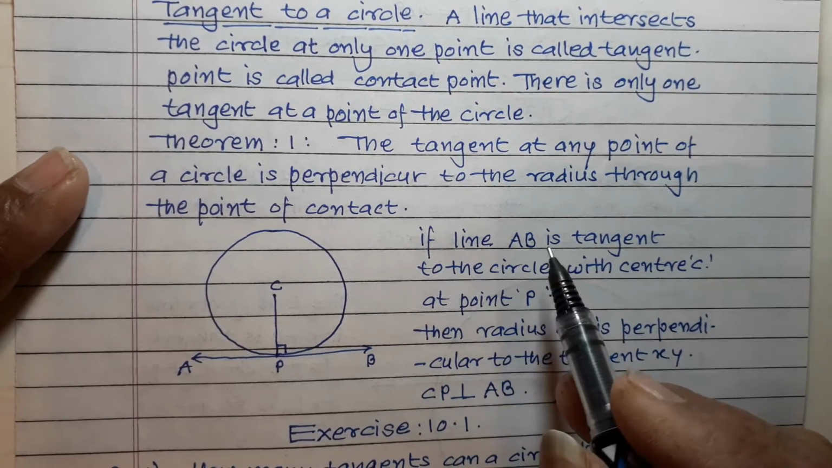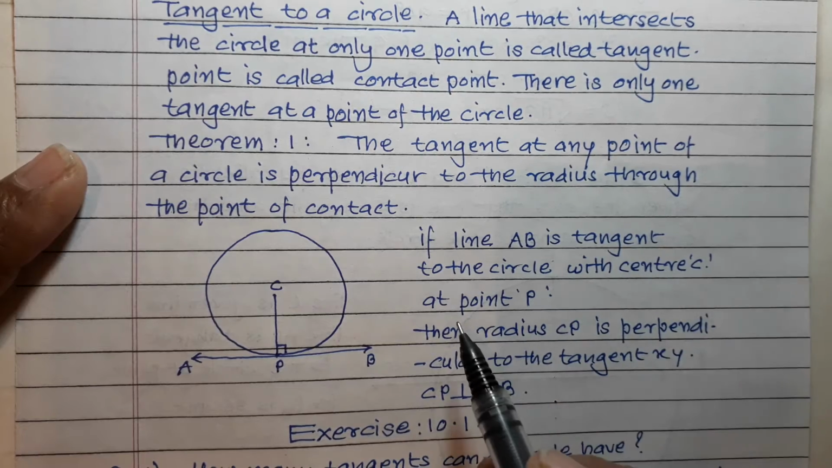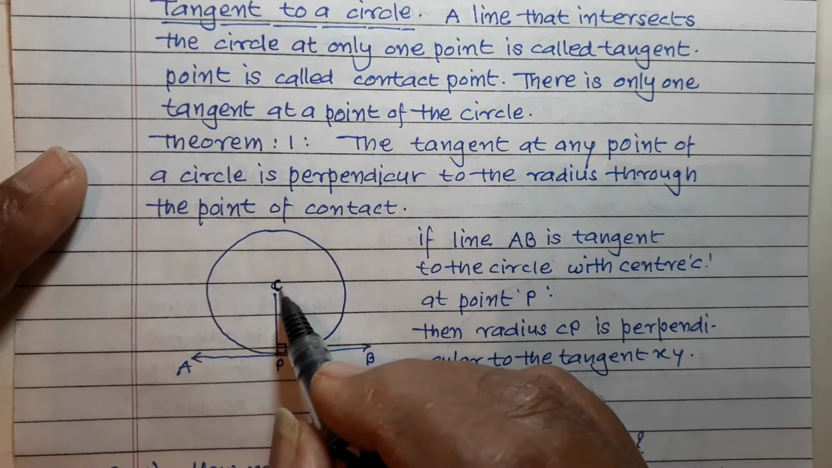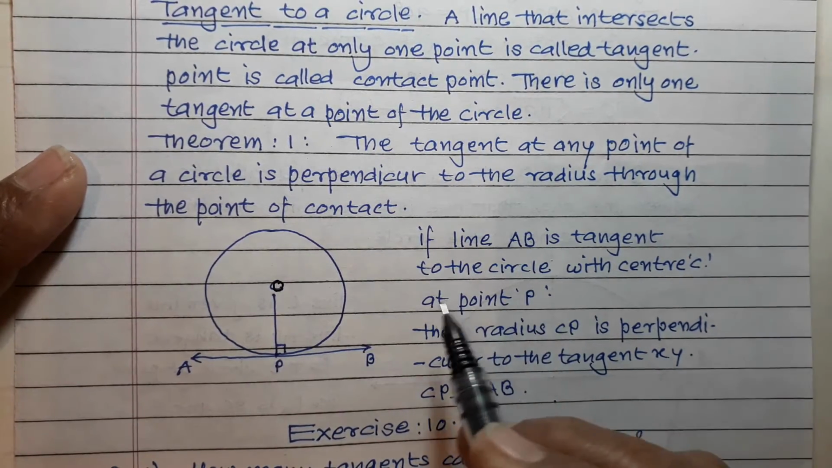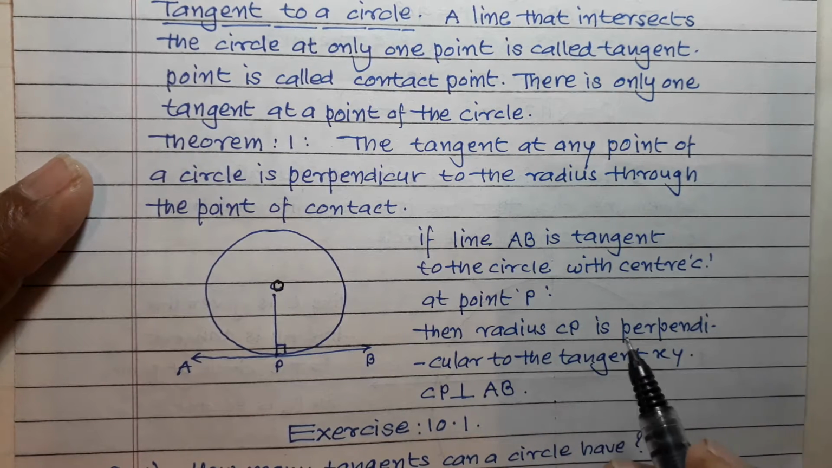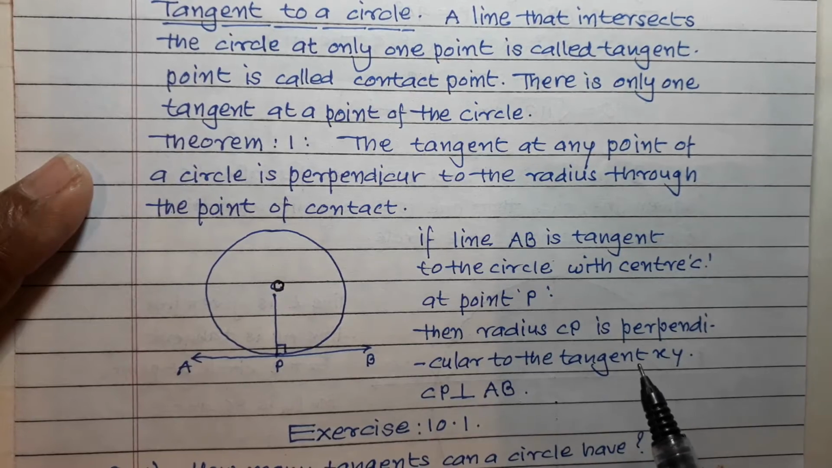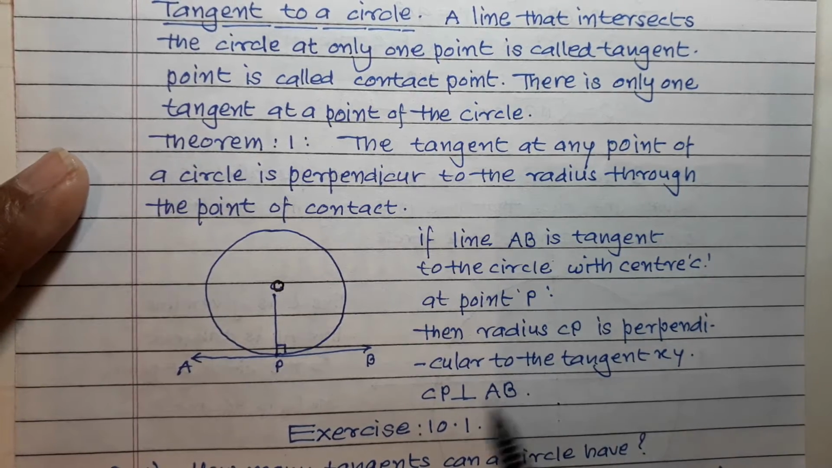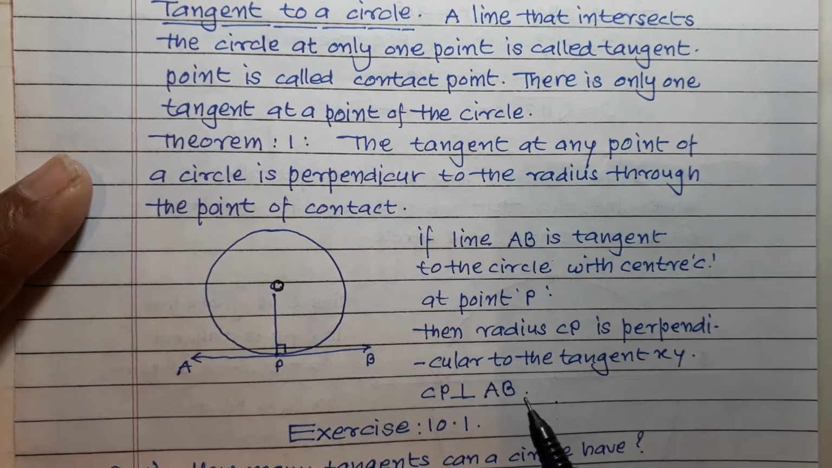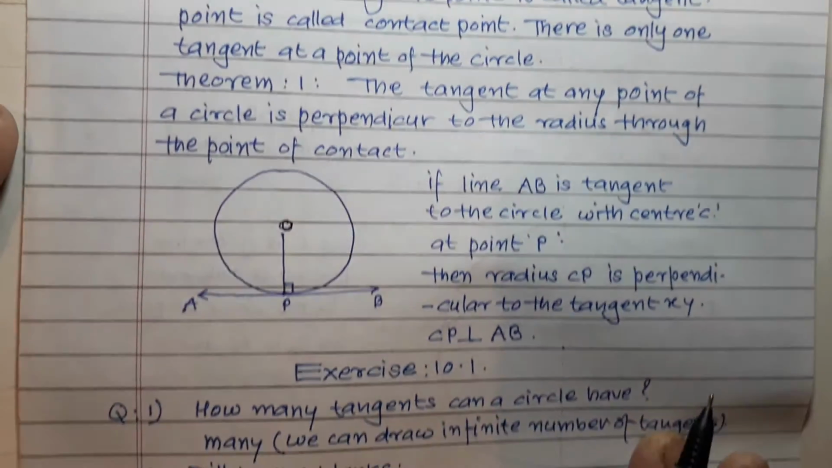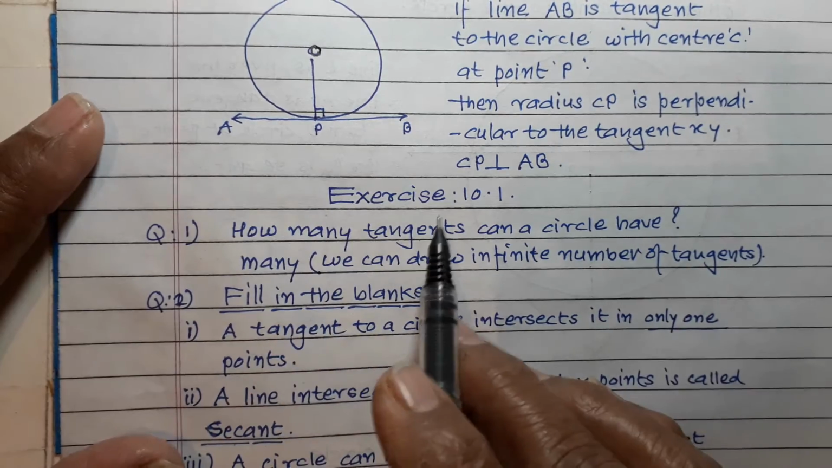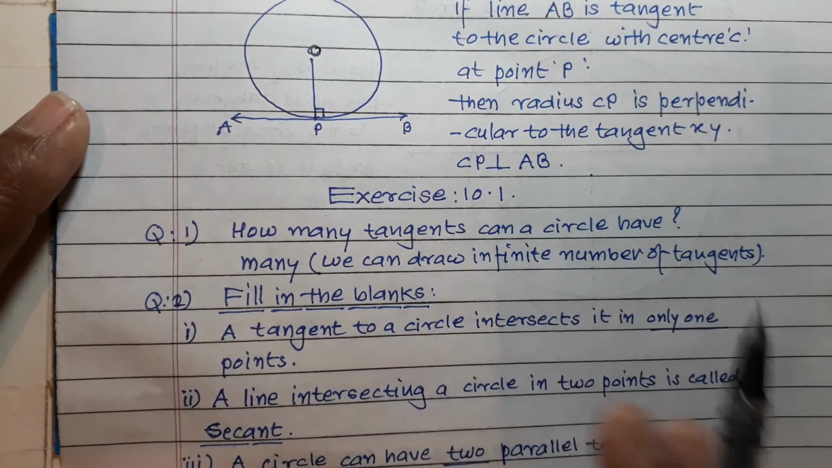If line AB is tangent to the circle with center O at point P, then radius OP is perpendicular to the tangent AB. Now, for more explanation, I will take some examples from exercise 10.1.